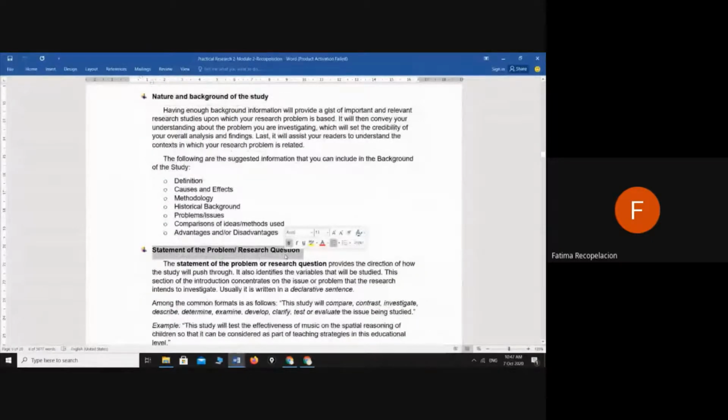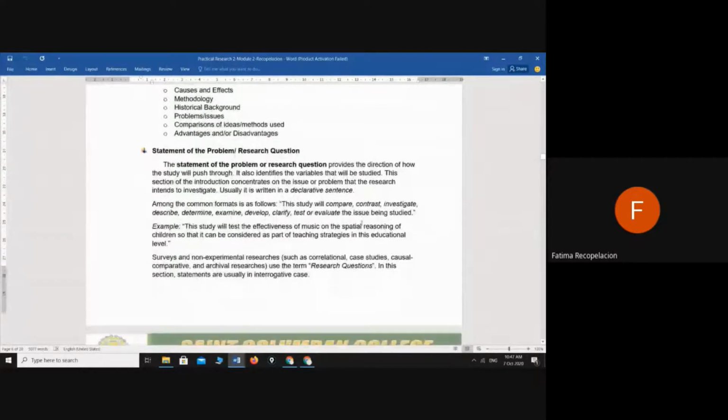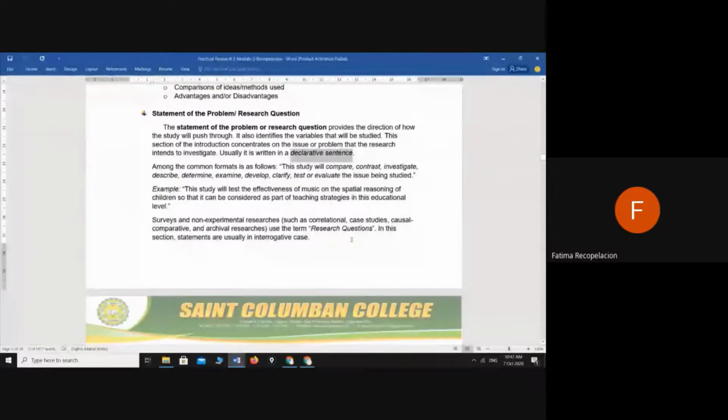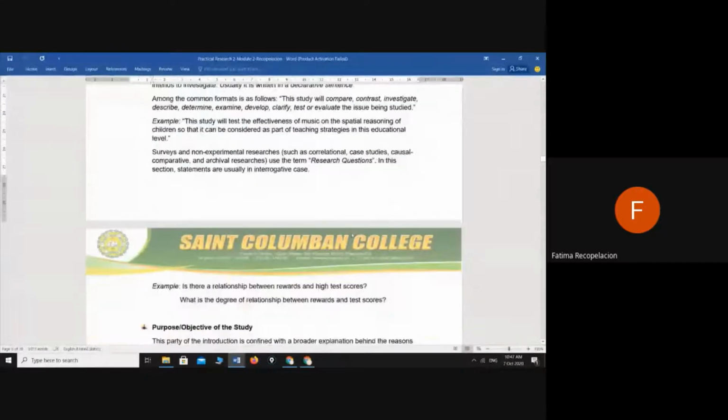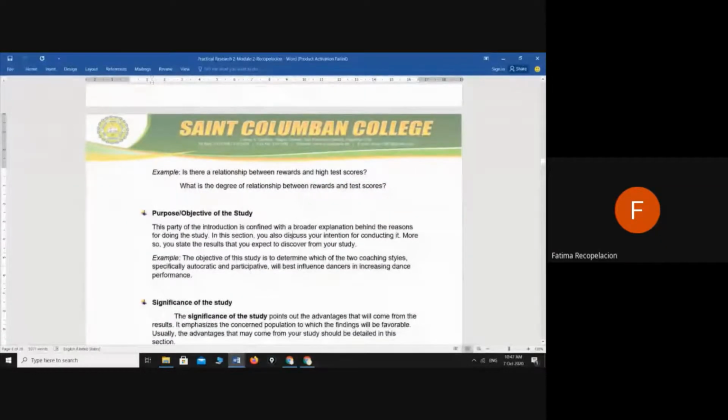Again, it could be interchange, whatever you prefer, diba? So you could have a declarative sentence or an interrogative one that is by having questions. And next is the purpose or objective of the study. So kani, pwede na siya short passage as long as na-convey ninyo kung unsa jud ang purpose or objective sa inyong study.